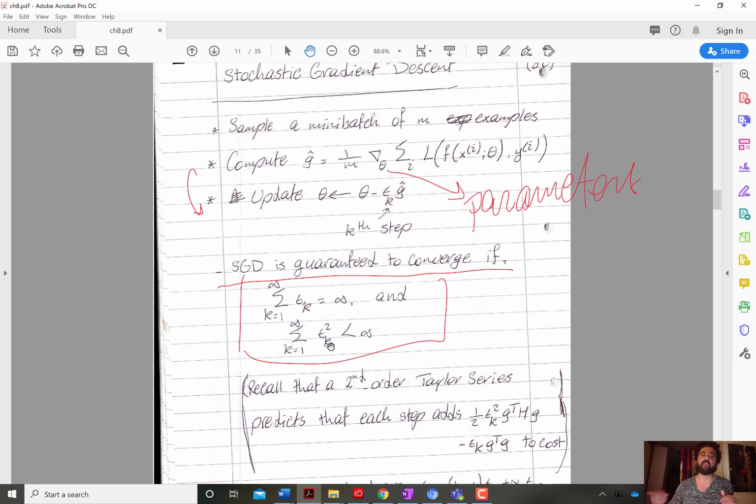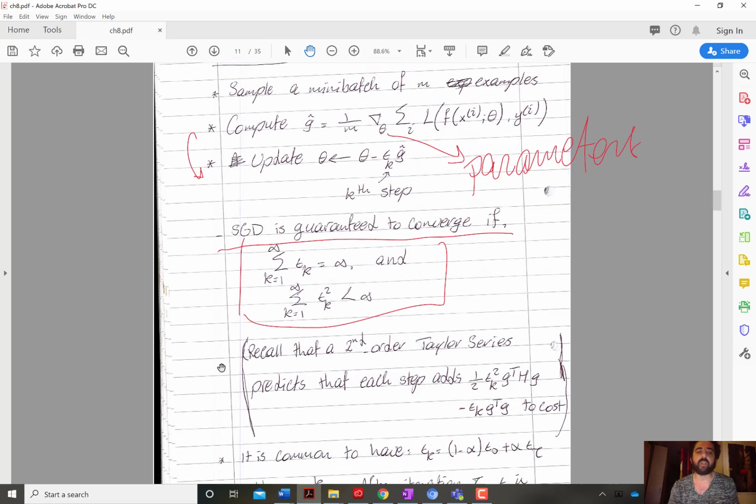To have a guarantee on convergence, the learning rate has to vanish, right? But it has to vanish not very quickly, right? So it has to vanish. The sum of the squares has to be what's called square summable, right? The sum of the squares is finite, but it's not absolutely summable. The sum of the elements themselves is infinite, right?